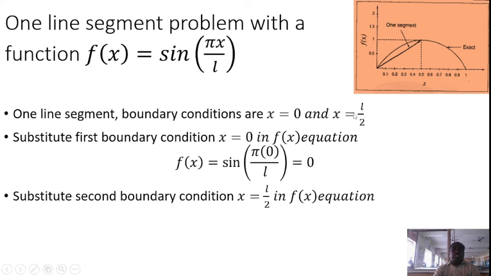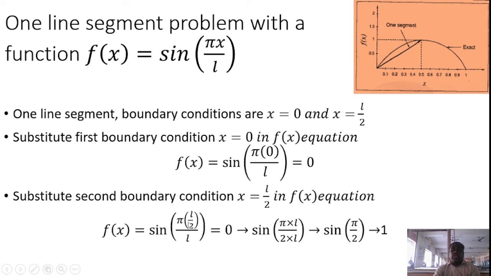After that, the second boundary condition is x equal to L by 2. I substitute it in sin pi x by L. Here L by 2 is available, so sin pi L by 2 by L. I can simplify the equation as sin of pi into L divided by 2 into L. So I can cancel L in both denominator and numerator and get sin pi by 2. Sin 90 is always 1, so the f of x value is 1. Likewise we got the solution piecewise.